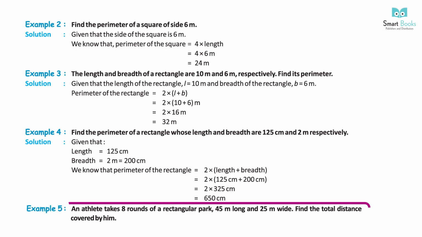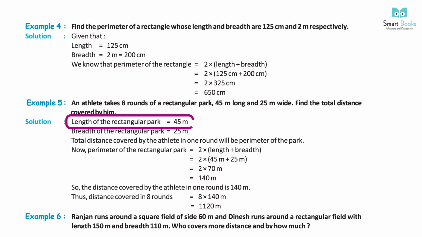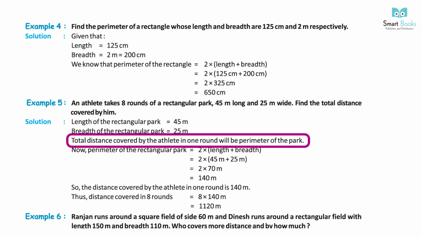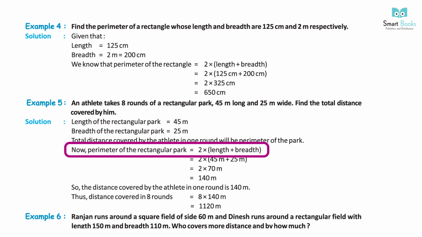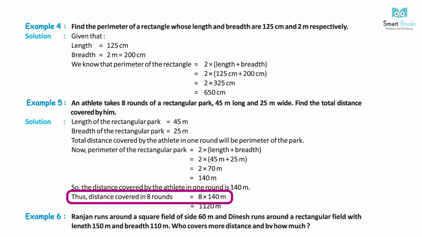Example 5. An athlete takes 8 rounds of a rectangular park, 45 meter long and 25 meter wide. Find the total distance covered by him. Solution. Length of the rectangular park is 45 meter. Breadth of the rectangular park is 25 meter. Total distance covered by the athlete in one round will be the perimeter of the park. Now, perimeter of the rectangular park is equal to 2 × (length + breadth), which is 2 × (45 meter + 25 meter), which is 2 × 70 meter, which is 140 meter. So, the distance covered by the athlete in one round is 140 meter. Thus, distance covered in 8 rounds is 8 × 140 meter, which is 1120 meter.